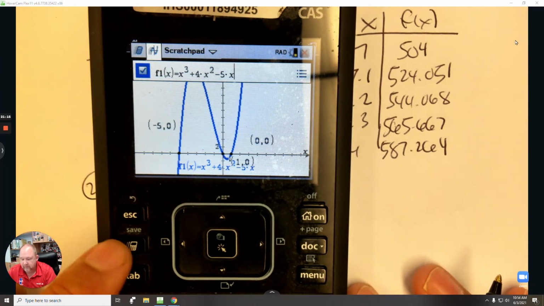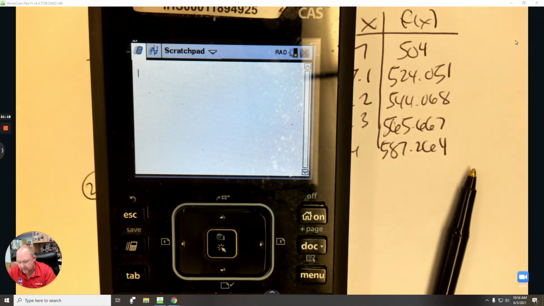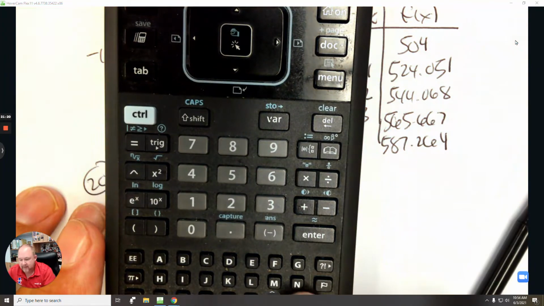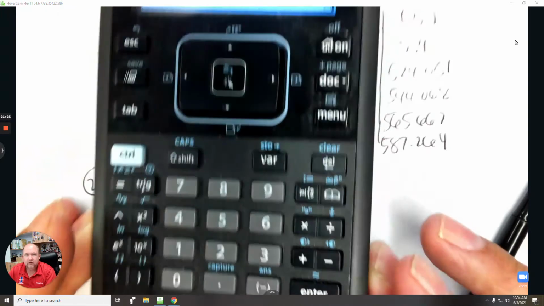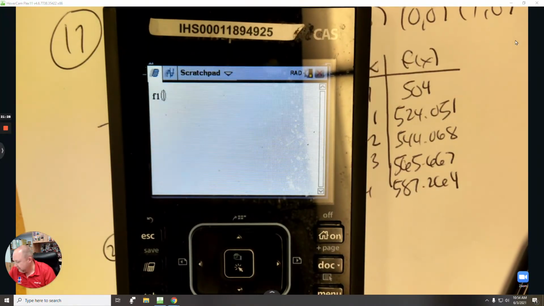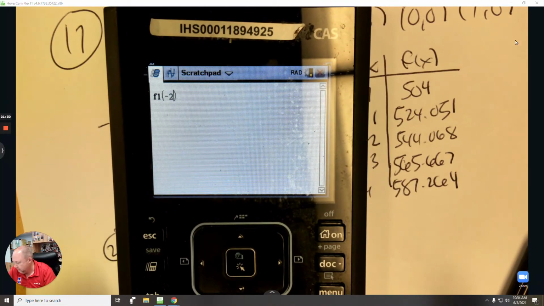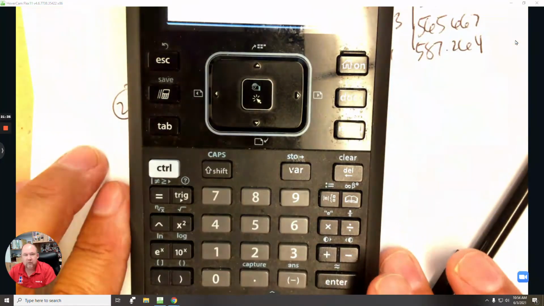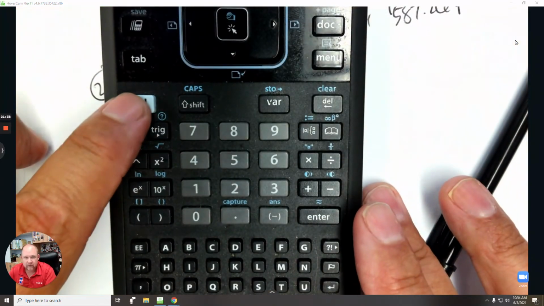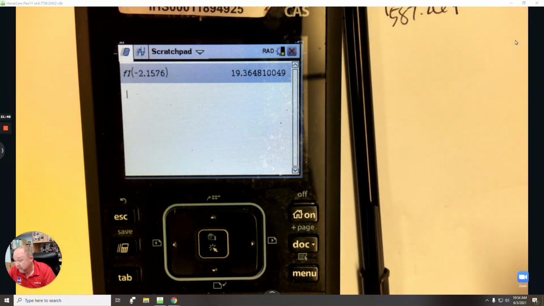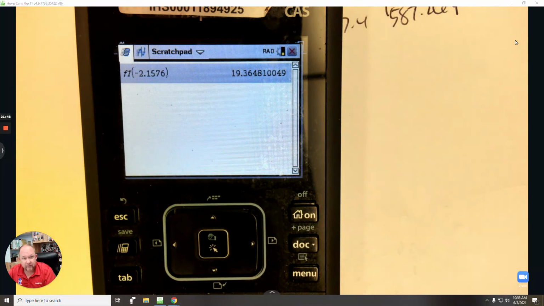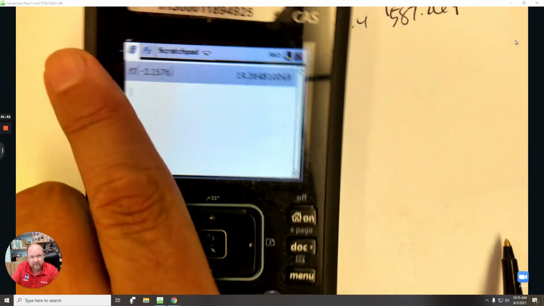I want you to recognize that we've already defined this function as f1 of x. So if I press the calculate key, I can press F on the bottom of the keyboard. I can press F1 parentheses, and put in whatever I want to evaluate at. In this case, I want to evaluate at negative 2.1576. That's all. If you want an estimate of an answer, press Control and Enter for a decimal answer. We always want to round to 3 decimal places, so the answer is 19.365.